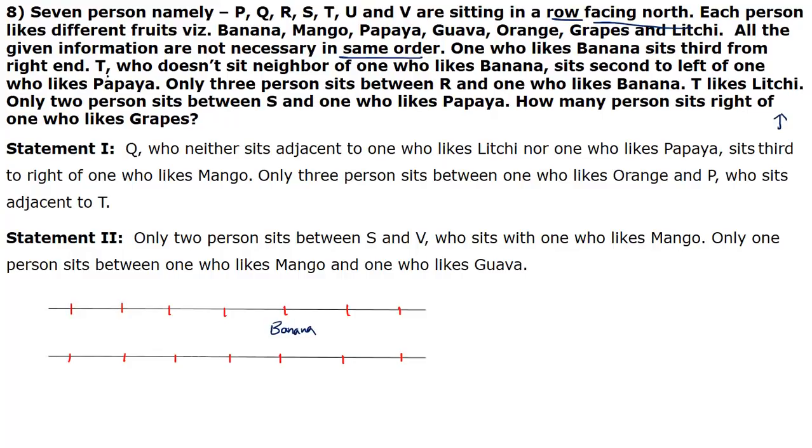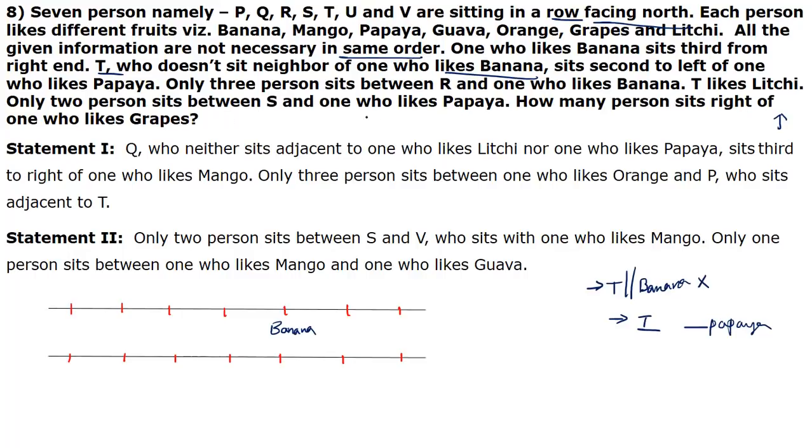The next one is T, who doesn't sit neighbor of the one who likes banana. So T cannot be an immediate neighbor to the one who likes banana. So T cannot be here, T cannot be here. T sits second to the left of the one who likes papaya. So papaya second left, 1, 2. So T has to be placed here. I hope you got it. This is second to the left of the one who likes papaya.